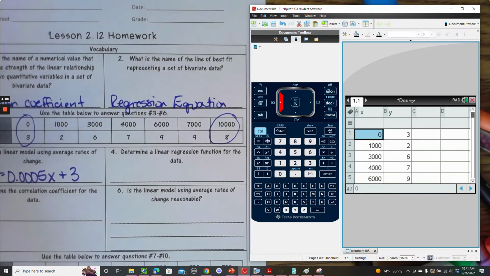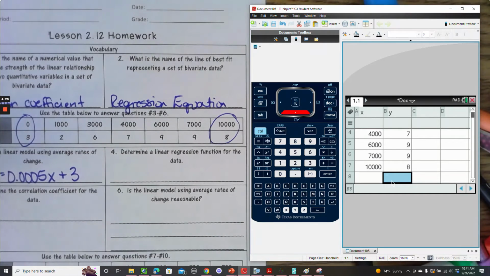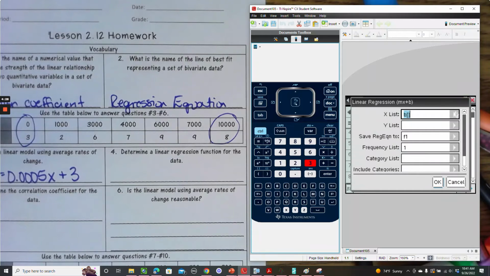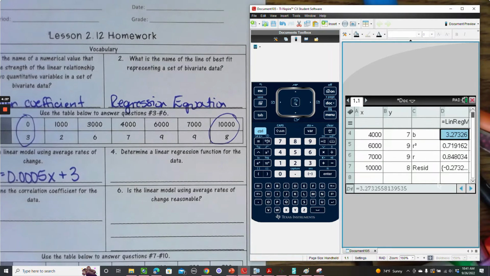All right, so X's go under X, Y's go under Y's. This blue box needs to be under your last data set. Okay? So again, that sheet, it tells you the buttons. Right here, menu, 413. Menu, 413. X list needs to be X, Y list needs to be Y. That's why we type them into the A and B. And then you can just hit OK.